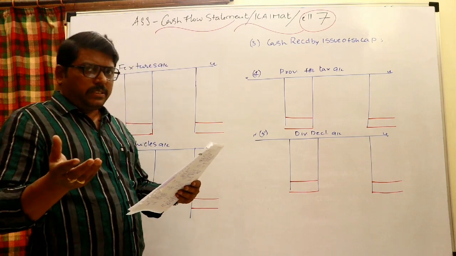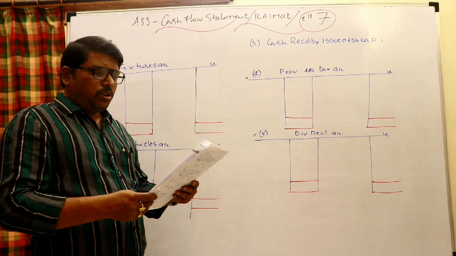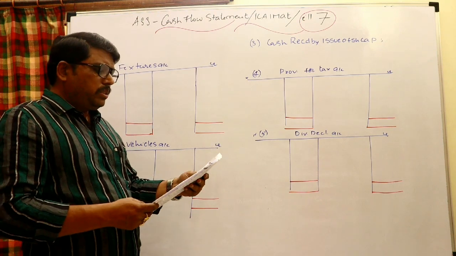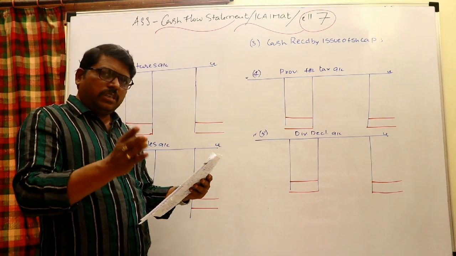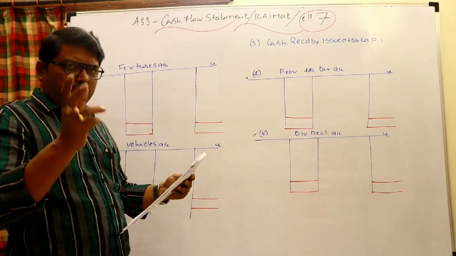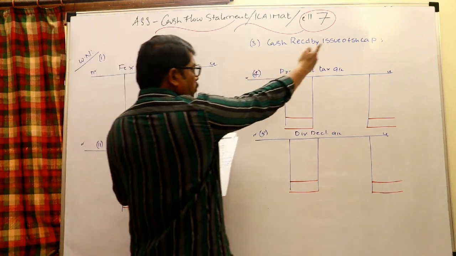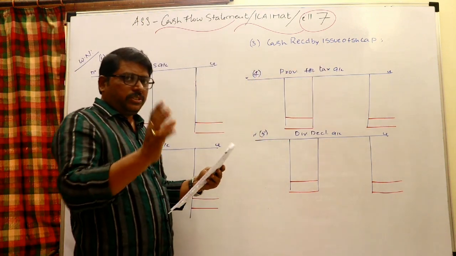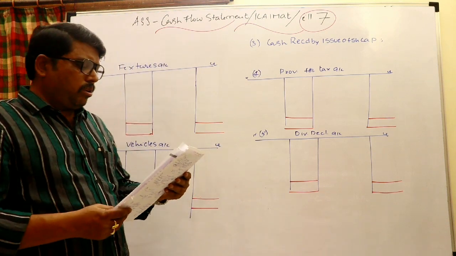Have the fixtures and vehicles account. Short term investments, I said already, are taken like a cash equivalent. The current assets account need not be prepared here. Come back to the equity share capital: at the beginning it is 50,000, at the end it is 60,000, a 10,000 increase, and no adjustment is given. So simply you can say cash received by the issue of share capital is that difference of 10,000 rupees, and there is no need to maintain any share capital account.